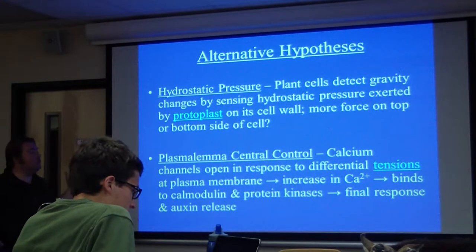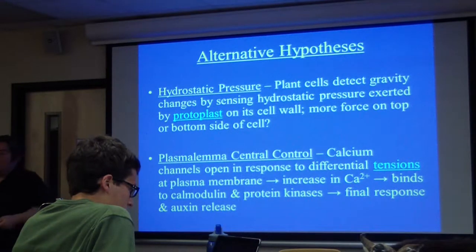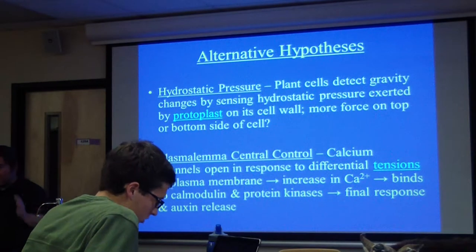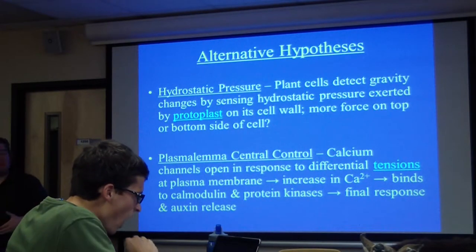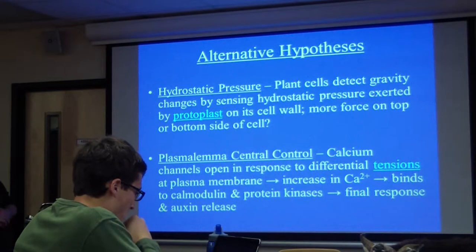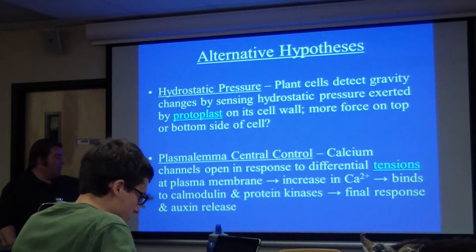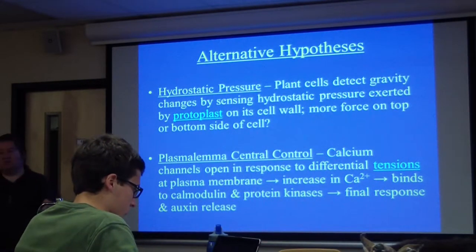The plasma lemma central control hypothesis says that calcium channels open in response to differential tensions at the plasma membrane. So again, there's some pressure on the plasma membrane because of the weight above it, and depending on which way the cell is laying, the pressure will be on the side or the top or the bottom of that cell. This differential tension at the plasma membrane will lead to an increase of calcium ions, which will bind to calmodulin and other protein kinases, and there'll be a final response and an auxin release that will cause the differential elongation and the bending downward.